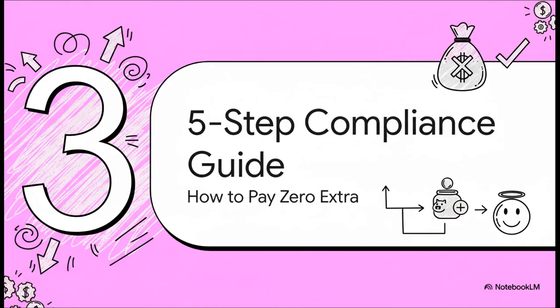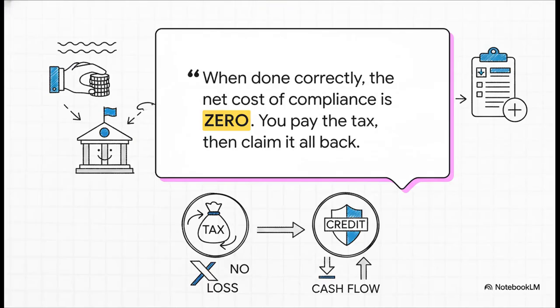Okay, that was the bad news. I had to get it out of the way. But the good news is actually really good. Complying with this is super straightforward. And when you do it right, the net cost to your business is absolutely 0. Let's walk through how to make sure you pay nothing extra. This is the most important thing to understand. This rule is about cash flow, not about cost. You pay the tax to the government, and then in the very same month, you claim that exact amount back as a credit.